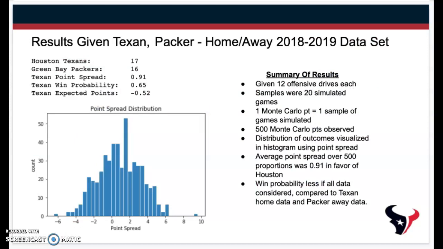So we ran 2 segments of data through this model, and here are some results. If we ran all of the data, home and away, for the Green Bay Packers and the Houston Texans, the Texans were expected to win. The point spread was 0.91 in favor of the Houston Texans. They had a 65% win probability, but the expected points were not in their favor.